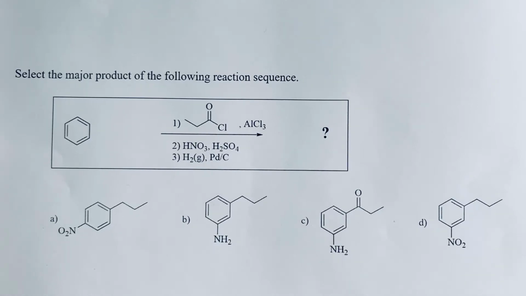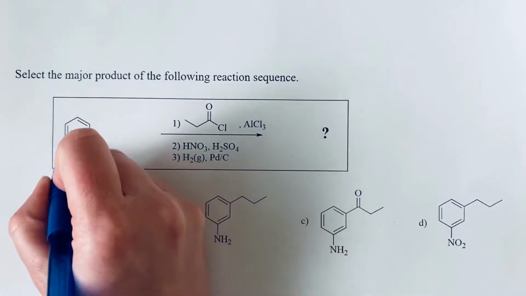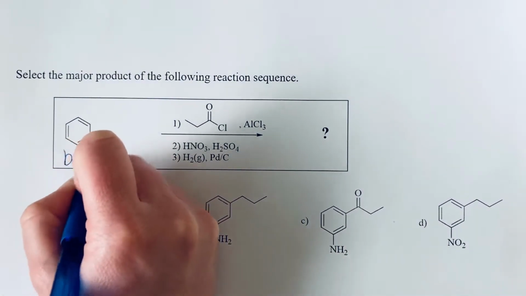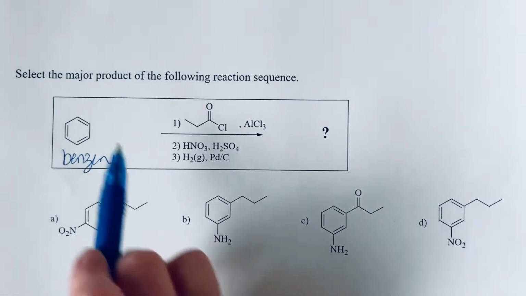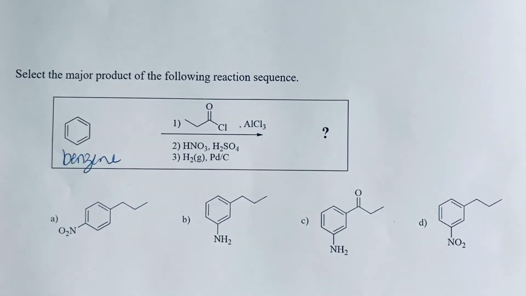Select the major product of the following reaction sequence. So we see here that we are starting with an unsubstituted benzene, and then we have a series of reactions. What we want to do is go through this one at a time, and pay attention to what the transformation is, if it's adding something to the ring, and if it is, what sort of directing effect that substituent will have on the next reaction.